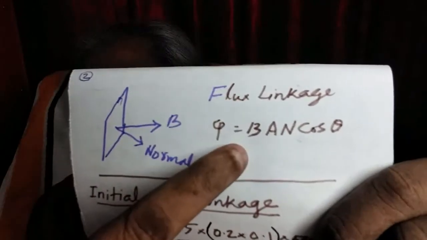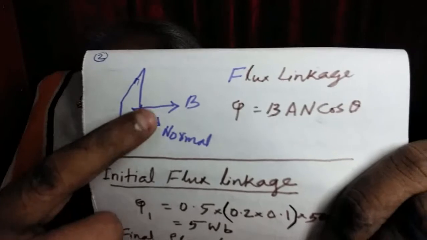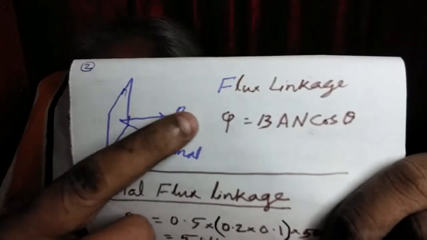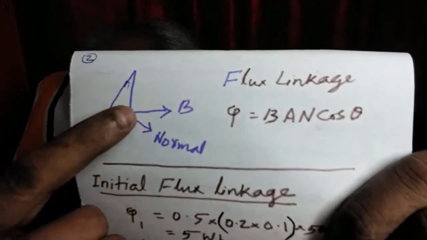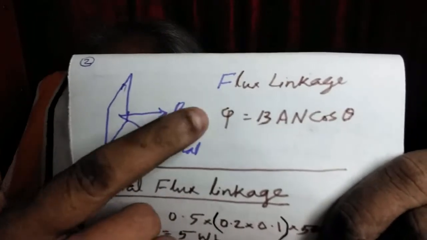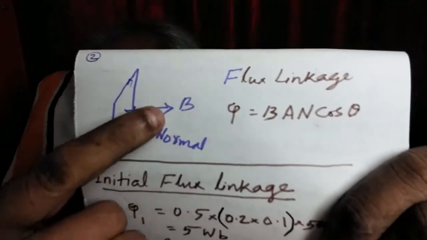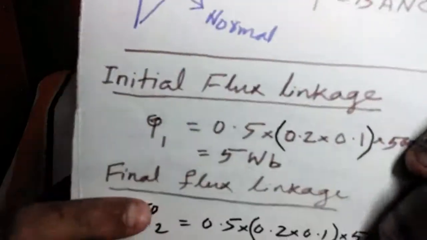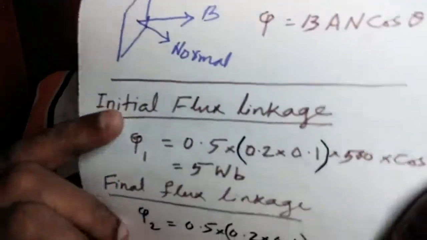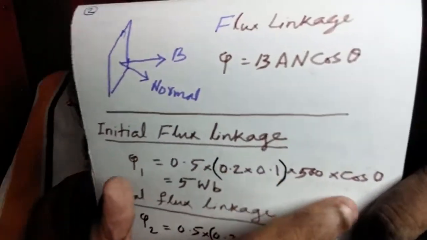Here, initially, the plane of the coil is perpendicular to the magnetic field. That means this normal is along B. Then only the coil becomes perpendicular to B. So in the initial case, theta is 0. So the total initial flux linkage phi 1 equals BAN cos theta.